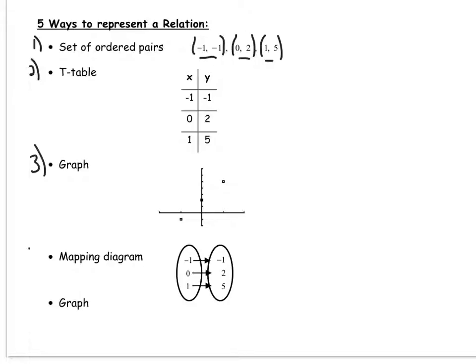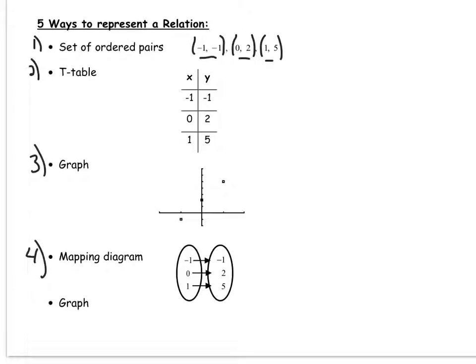And then we also have what we call a mapping diagram. This is where I list the x values here, and then I list the y values there, and then I map them. So I say the negative 1 goes with the negative 1 like we have in the ordered pair, the 0 goes with the 2, and the 1 goes with the 5. So I actually draw an arrow between the x and the y.